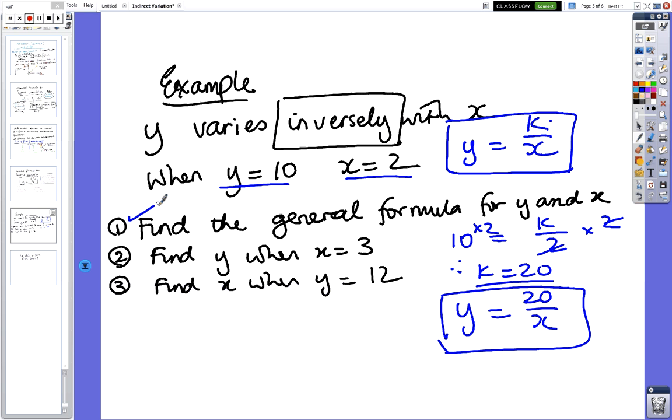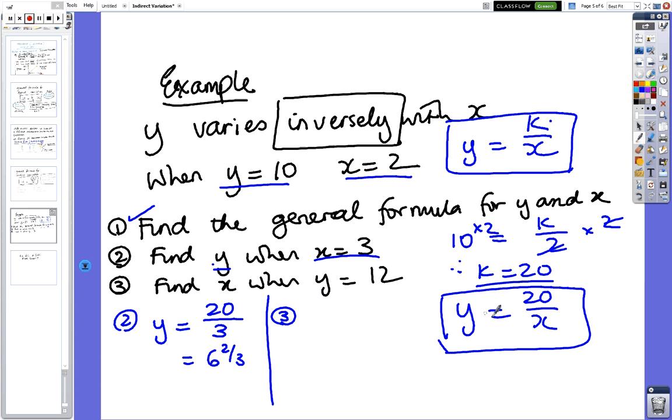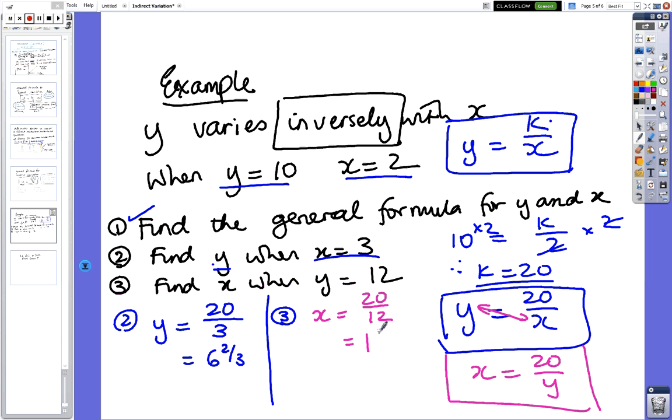Next part, find y when x is 3. So this is part 2. y equals 20 over 3, and so the answer is 6 2/3. In the third part, the beauty with these fractions is that if y equals 20 over x, these two can just switch positions, and so the formula is also x equals 20 over y. Those formulas can just interchange, the two letters can switch positions, and so for the third one, x equals 20 over 12, which is 1 2/3.